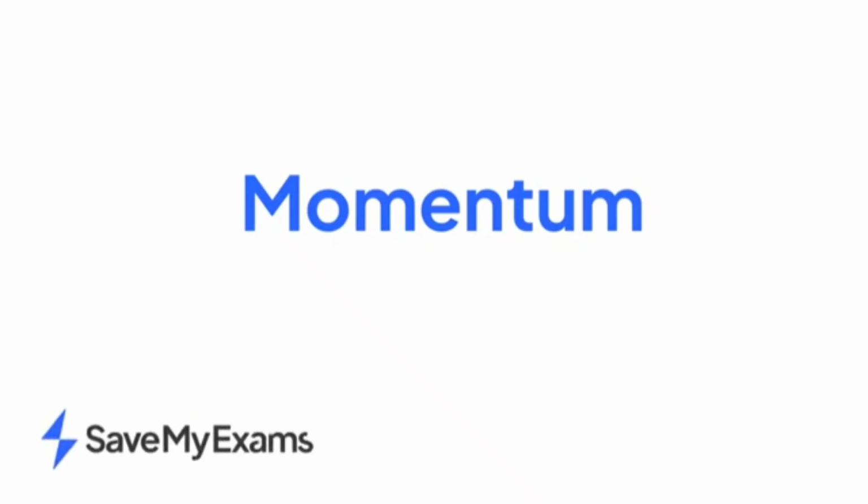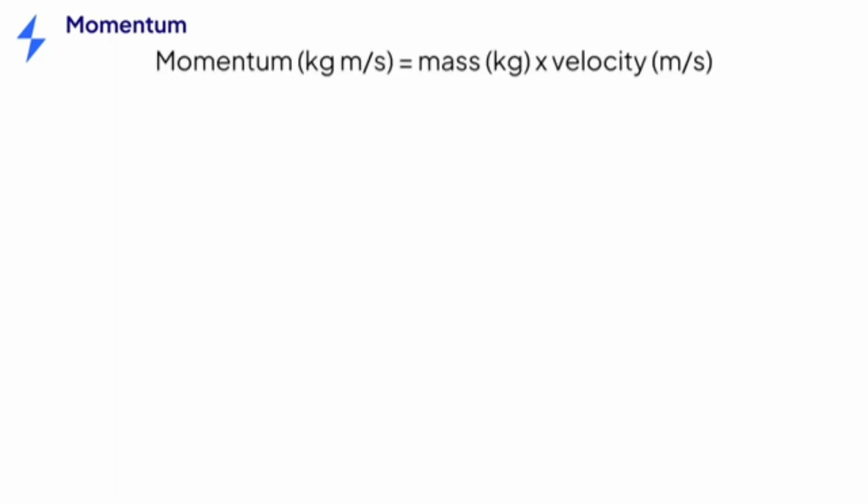This video is about the conservation of momentum. All objects in motion have momentum. Momentum is calculated using the equation: momentum in kilograms meters per second is equal to mass in kilograms times velocity in meters per second. The symbol P is used to represent momentum.